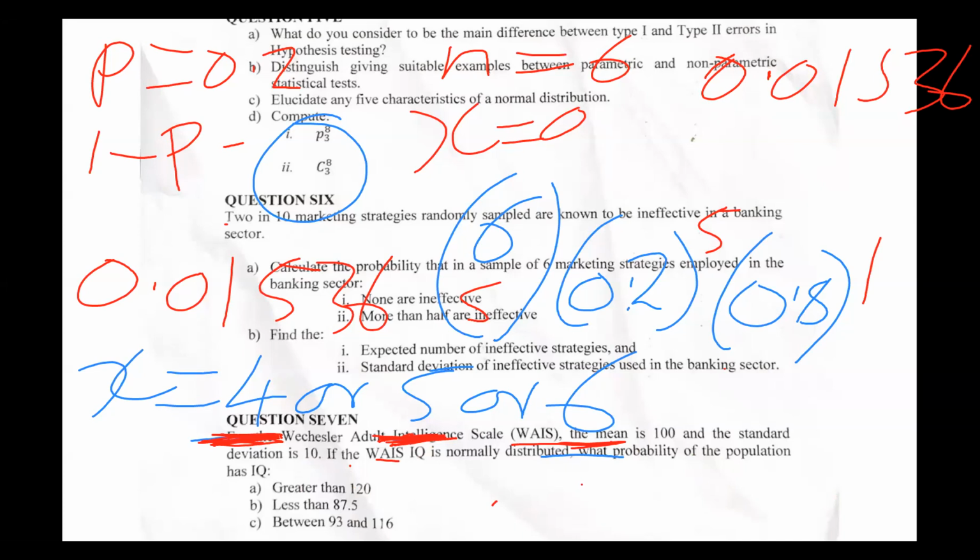It's 6, sir. It's just 6. Okay. Yes. Okay, times what is 0.2 to the power 5? 0.00032. Times what is, or times 0.8.